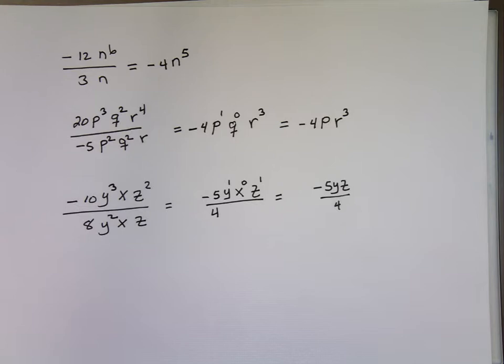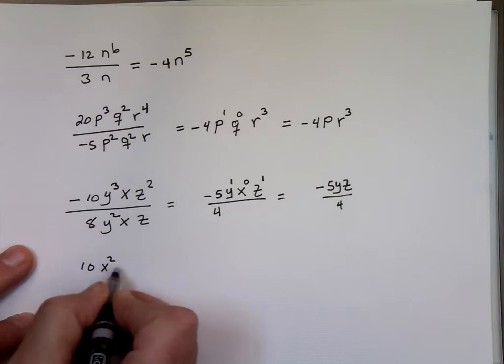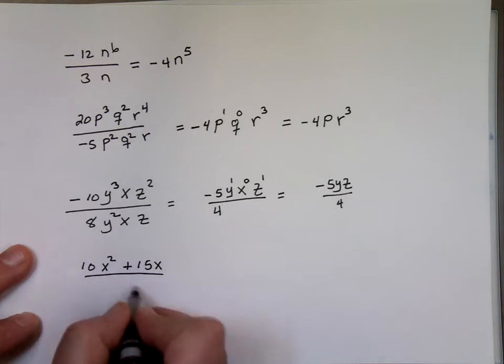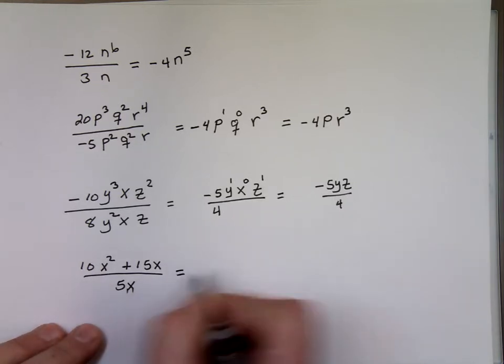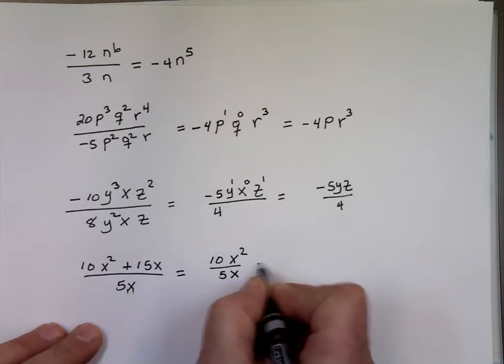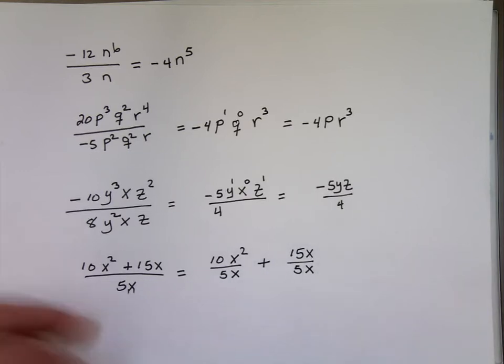Now let me make it a little bit bigger. 10x squared plus 15x, and you want to divide that by 5x. Notice it's two terms, a binomial divided by a monomial now. That's still not bad, because you can take this and break it down to two problems. 10x squared over 5x plus 15x over 5x. So I broke it down to two problems.